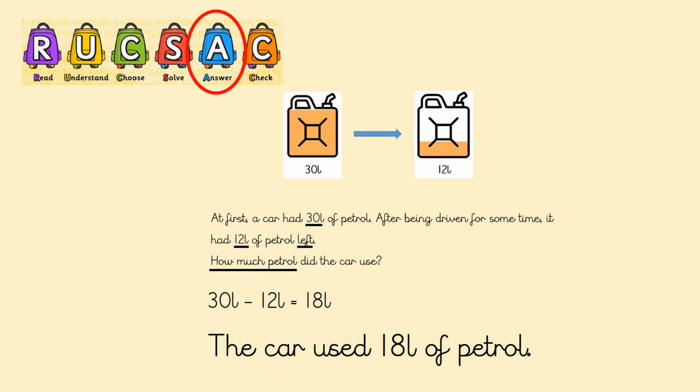Now it's time to write my answer and make sure it's the right type of answer as well. 30 litres, take away 12 litres equals 18 litres. The car used 18 litres of petrol. Yes, that makes sense. As I said, we didn't want centimetres, we didn't want kittens, we wanted a volume, and litres is a volume.